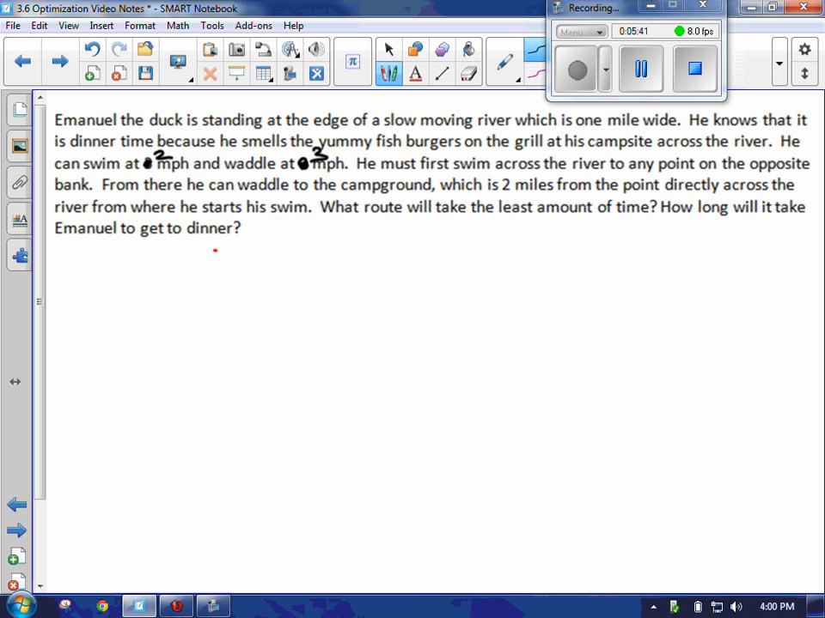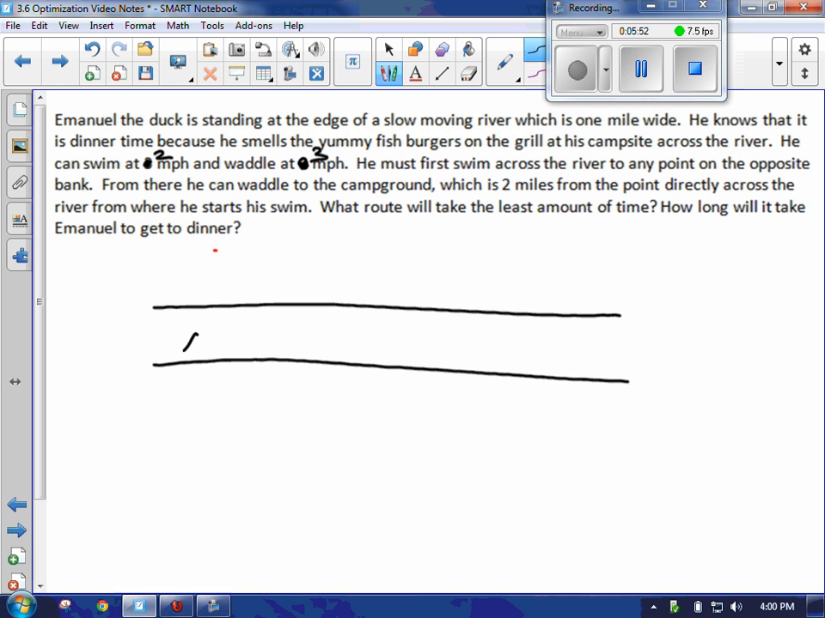So he's standing at the edge of a river, which is 1 mile wide, and then his campsite is across the river. So I'm going to draw just a very basic river. If you want to show water, okay. He's standing over here. I know this is not a duck, but whatever.